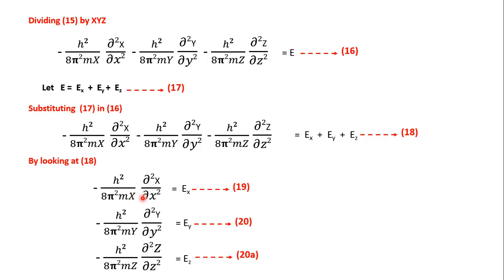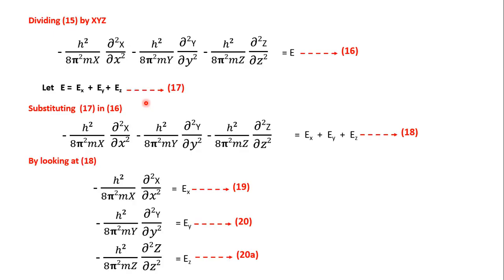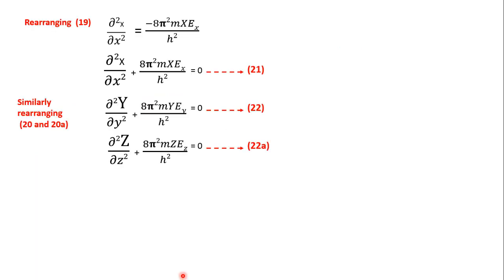We can rearrange it in such a way that the coefficient of the differential term, dou square X by dou x square, is taken to the right hand side, and after that this whole negative term is taken to the left hand side. This will become positive and right hand side will become 0. If we do this for the other two equations involving y and z as well, we will get something like this. These three equations have to be solved. We will consider the solution of one equation, and there will be similar solution for the other two variables y and z.